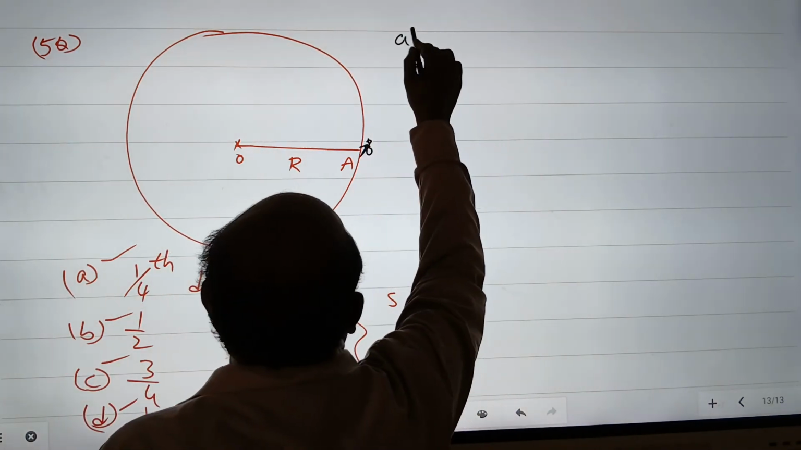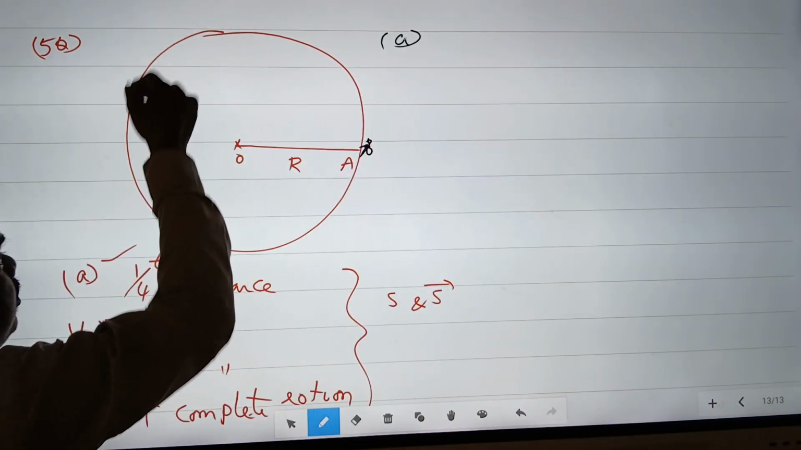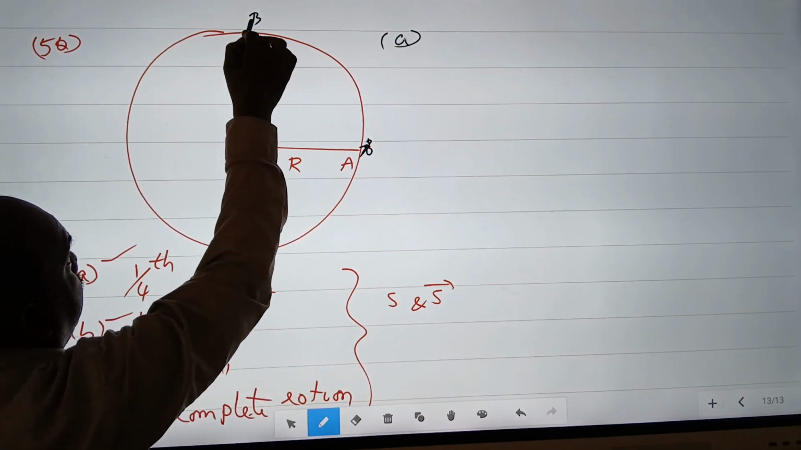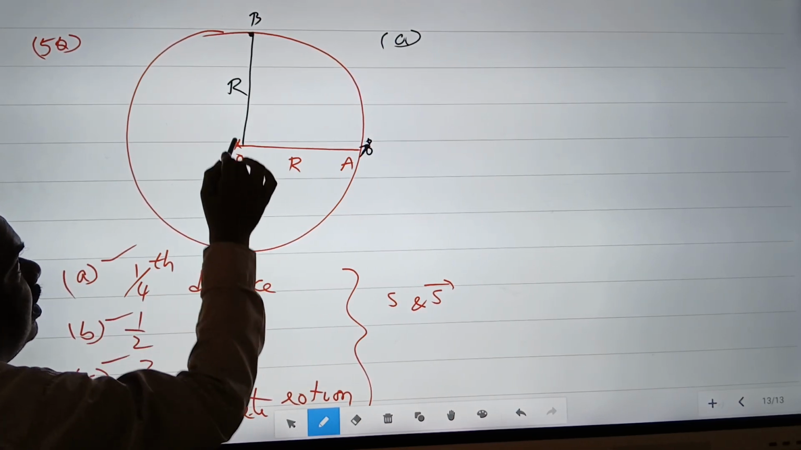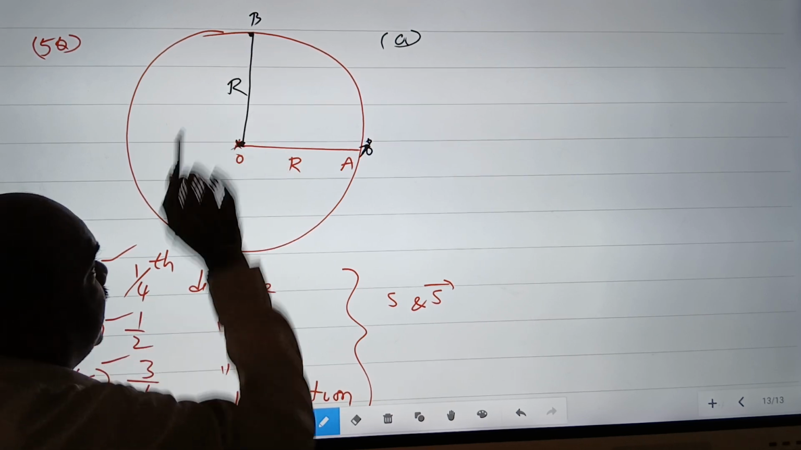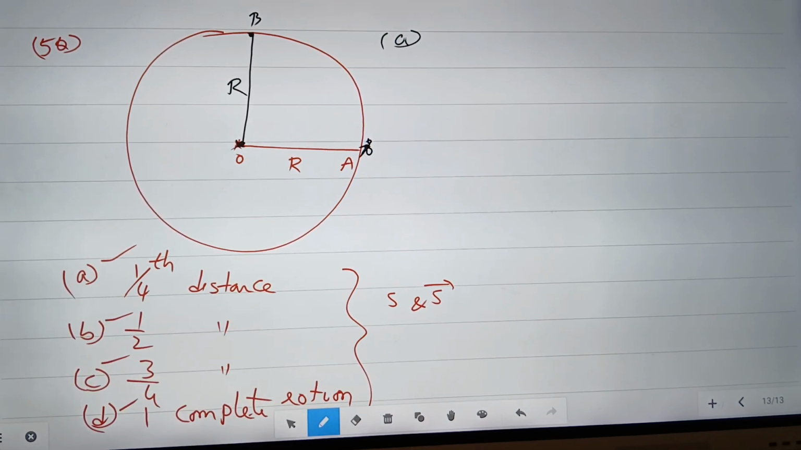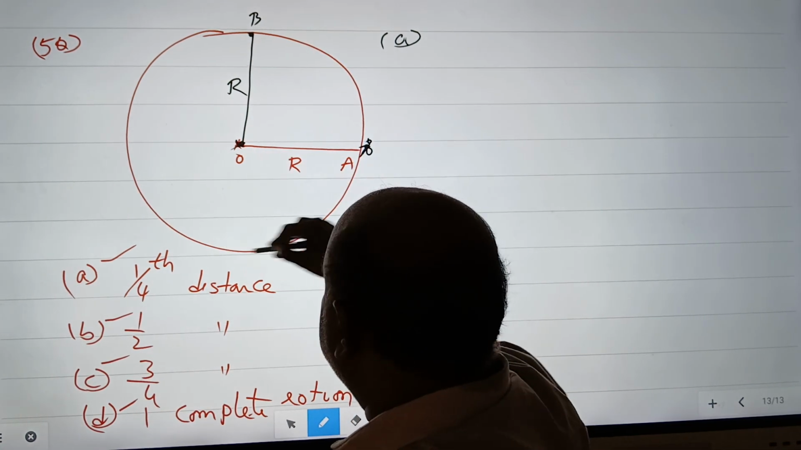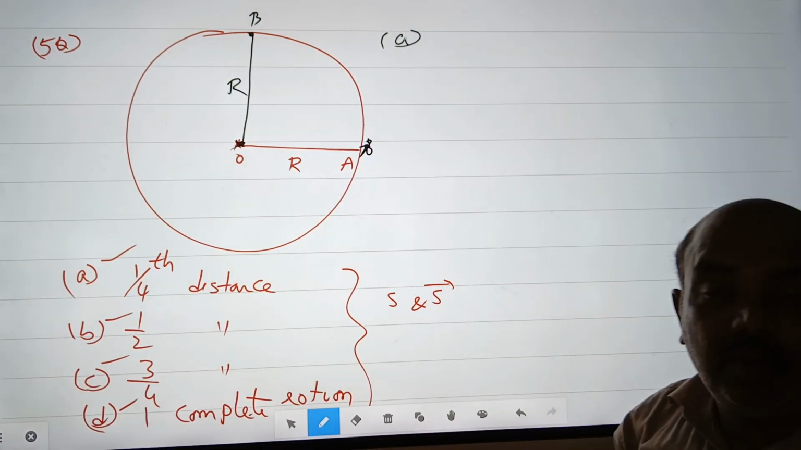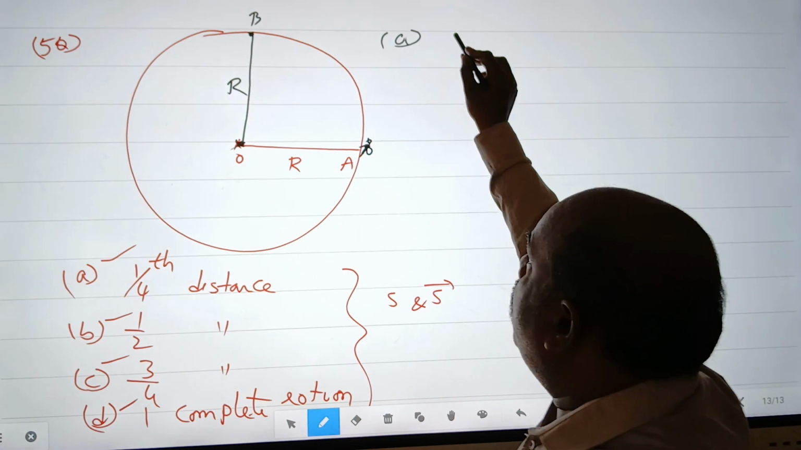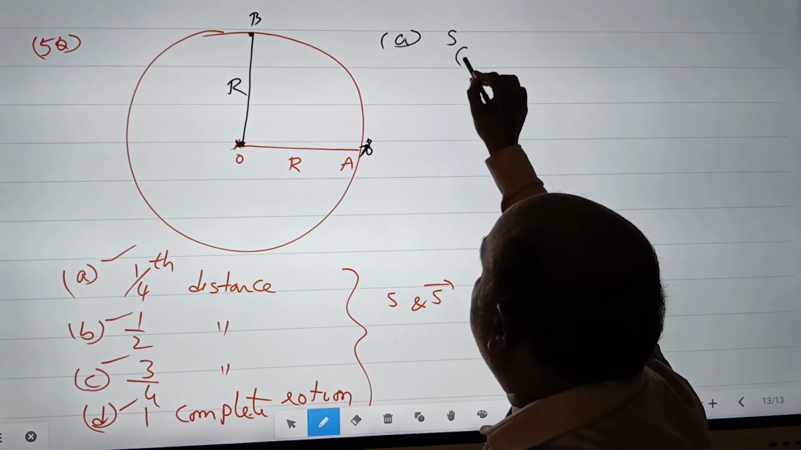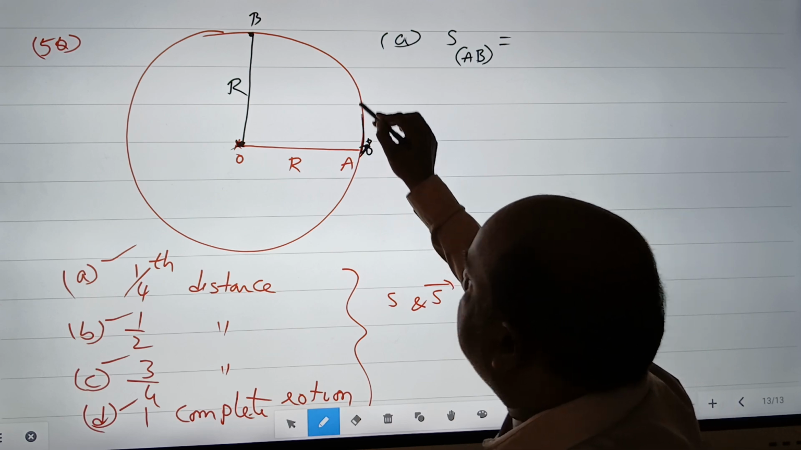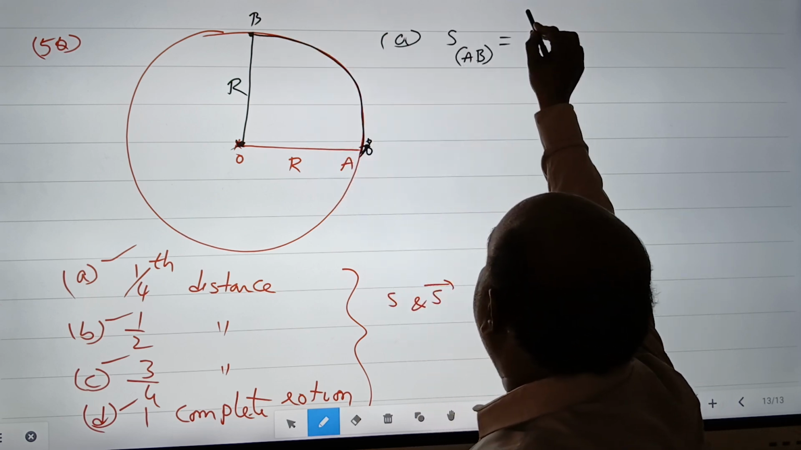Question number 1. This is the complete circle, beta. 1/4 means what? Up to here, D. This is also radius R, because from the circumference to the center of the circle, the distance is always the same. If he comes to the same position, it is the circumference of the circle, which is equal to 2 pi r. But what is the distance travelled from A to B? Distance is the total path from here to here.